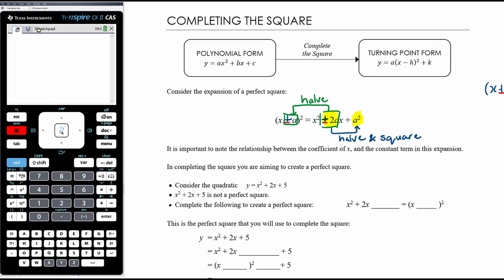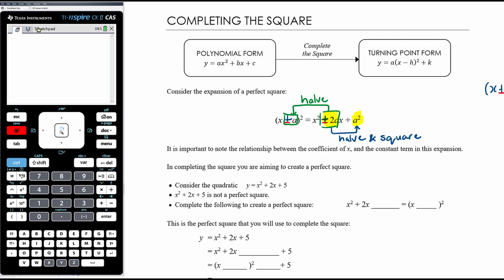And I always refer to halving that value rather than taking the square root of that value, because when you take a square root, it's not clear whether you need plus or minus. So when you think about halving the coefficient of x, if that's a positive number there, it'll be a positive number in the bracket. If that's a negative number there, it'll be a negative number in the bracket. So it's better to think about it that way in terms of getting this sign right in your bracket.